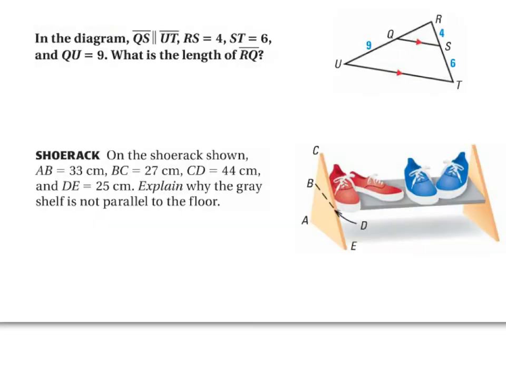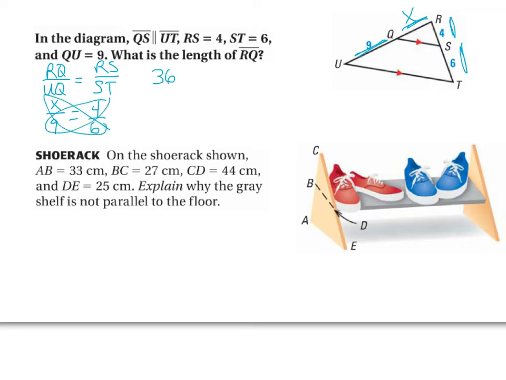So now how we can do this is we can put an X in for the missing piece, so that's my RQ, and I need to solve for RQ. So remember, I can set up my RQ over UQ equal to RS over ST. So if I put all of our numbers in there, we're going to have X over 9 equals 4 over 6, and then we can cross multiply like we did before. So that would be 36, so my 4 times 9 is 36, and then my 6x, so when I divide by 6, I get x equals 6. So that means that RQ, the length of RQ, is going to be 6.